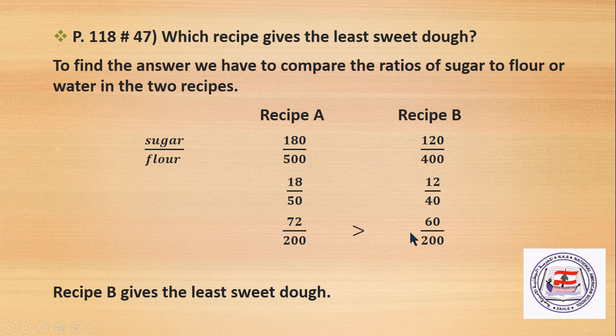This fraction is greater. Here they used 72 grams for every 200 grams. Here they used 60 grams of sugar for every 200. Then this one gives the least sweet dough. Recipe B gives the least sweet dough.